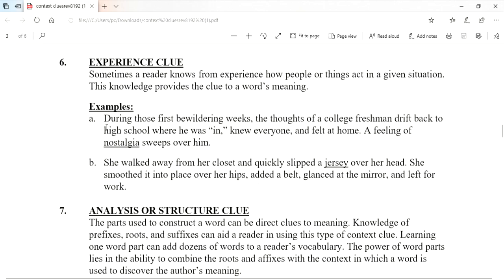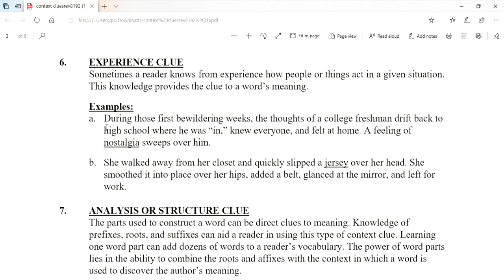During those first bewildering weeks, the thoughts of a college freshman drifted back to high school, where he knew everyone and felt at home. A feeling of nostalgia sweeps over him.